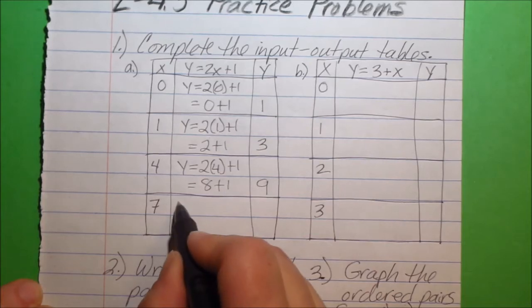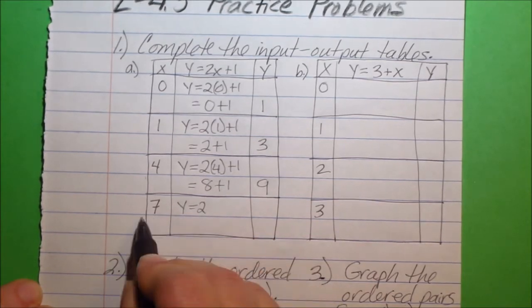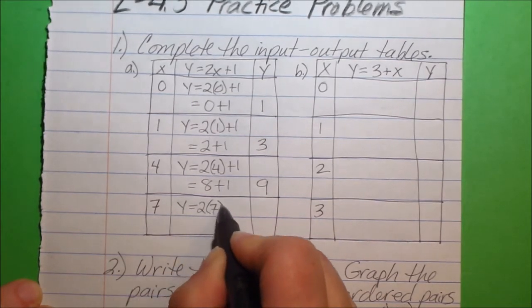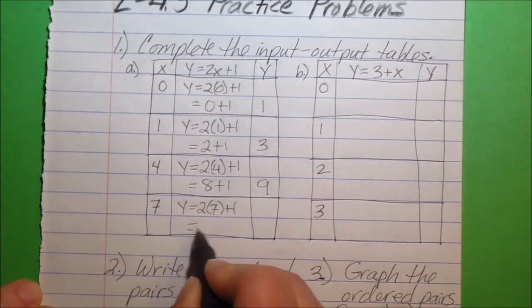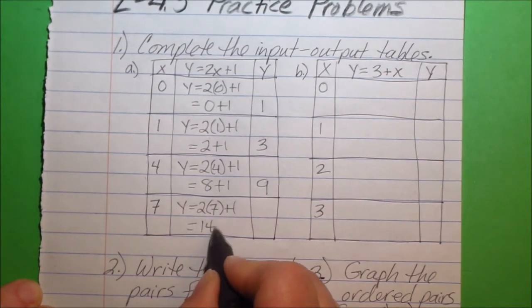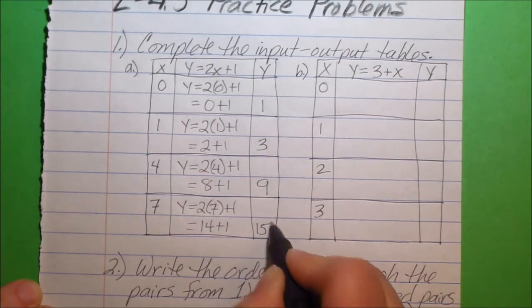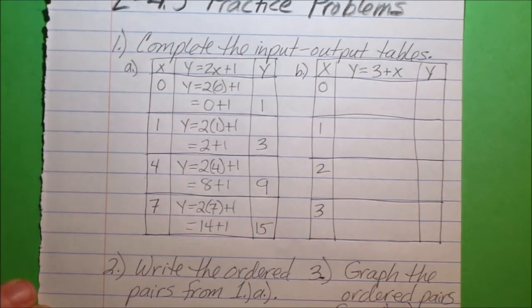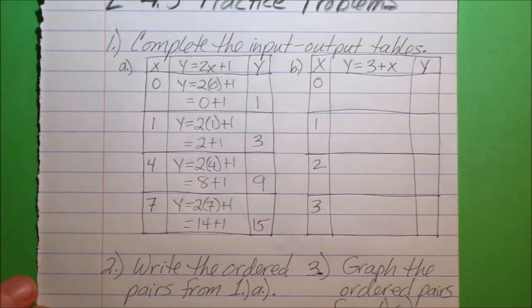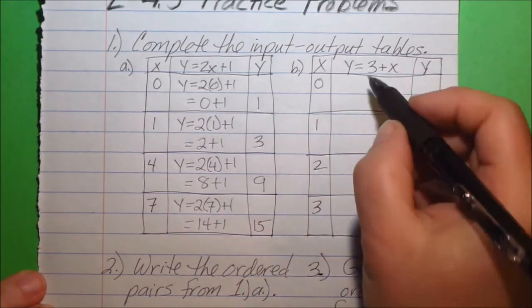On the last one, I have y equals 2, I'm plugging in 7 for x, plus 1. 2 times 7 is 14, plus 1. 14 plus 1 is 15. All right? So I've completed that input-output table. Yours should look like that too. All right, let's do it on this one.